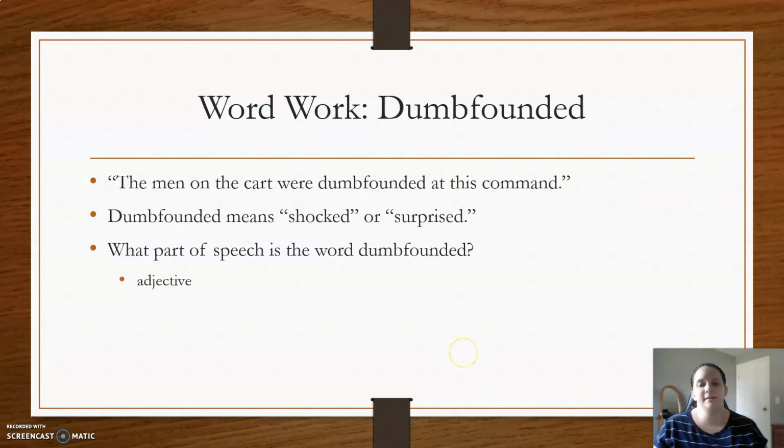Okay, our word work for today is dumbfounded. The men on the cart were dumbfounded at this command. Dumbfounded means shocked or surprised, and it is an adjective.